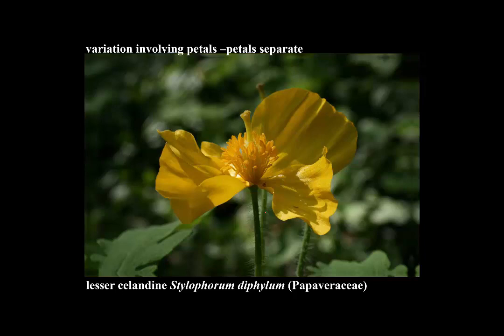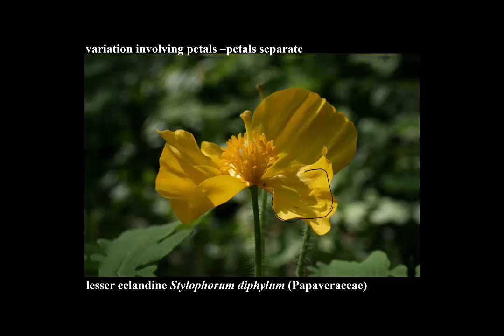Other things that can vary involving petals, and also involving sepals, but let's look at the petals because they're more dramatic, is whether or not the petals are fused. And the sort of ancestral condition, the simpler condition, is to have the petals be separate. So, you know, she loves me, she loves me not. This poppy is an example of a plant that has separate petals.